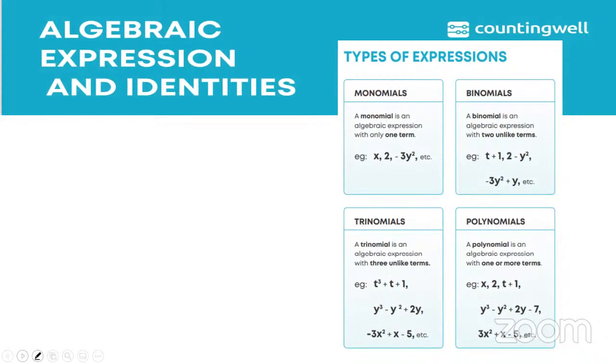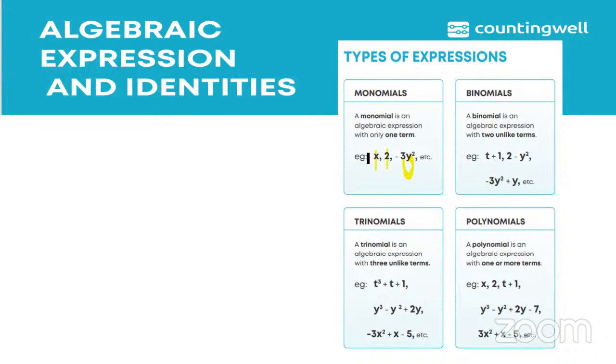Let us see what the types of expressions are. Expressions can be monomials, binomials, trinomials, polynomials. So a monomial is an expression having only one term. That one term can be a single variable, a single constant, or a combination of both, using multiplication.